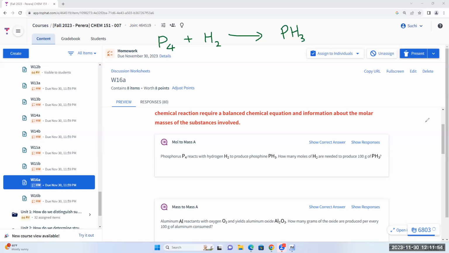All right, first thing is to balance the chemical reaction. Make sure that you do that. Yeah, 4 phosphorus atoms on the reactant side. So we need to multiply PH3 by 4. That will give me 12 hydrogens on the product side. Therefore, I need to multiply this by 6. This should be the balanced chemical reaction.